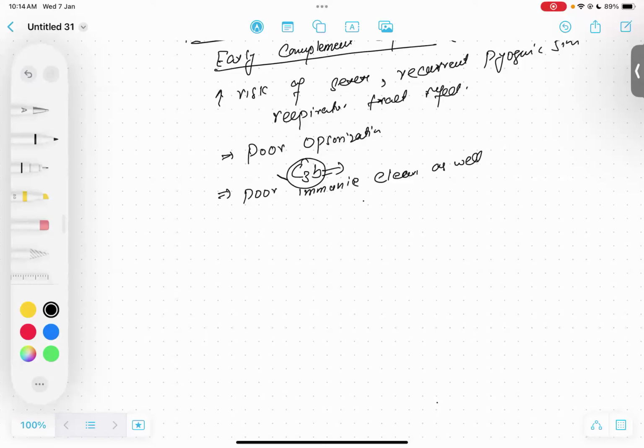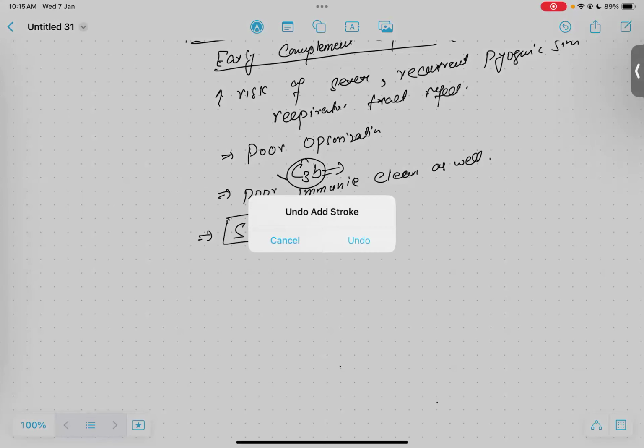And the patient who has a deficiency of C1 to C4 will have increased risk of development of SLE. Doctor, please, what do you mean by poor immune clearance?